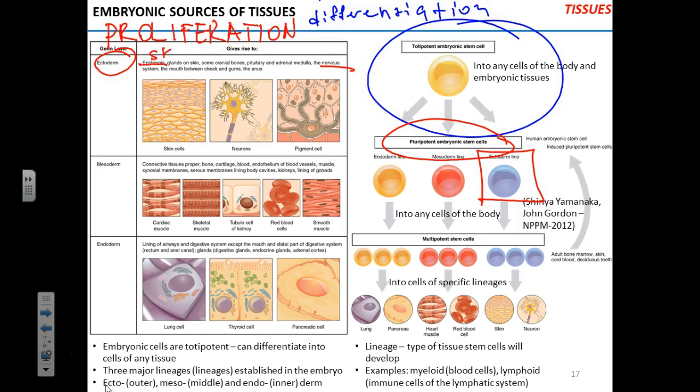So let's write it down. Skin, nervous system, and two ends of the digestive system. Please know that these three things come from ectoderm, from the outermost layer of the embryo. Am I clear? Fantastic.